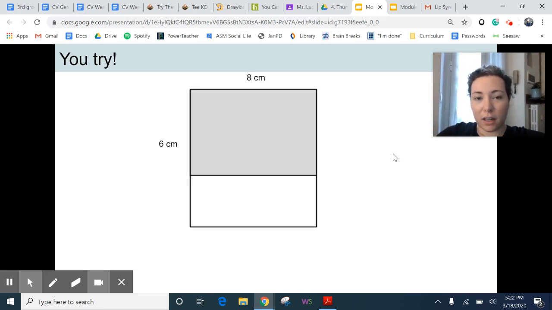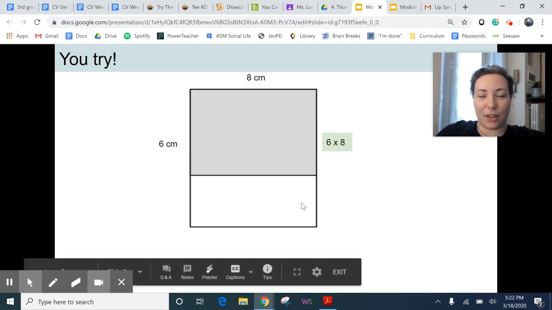Pause the video here and go ahead and figure out the area of this gray part of the rectangle. All right, so you should have written 6 times 8, and you probably got 48. We'll see that down here in just a moment.